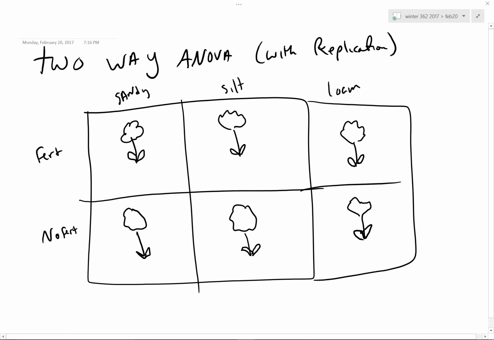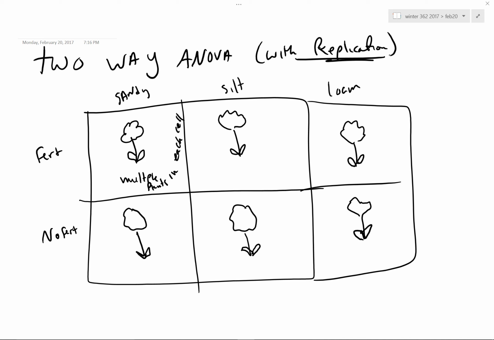Without replication would be there would be only one plant per each cell, which is ludicrous. So we're going to have multiple plants in each box. So multiple plants in each cell. That's what it means with replication. I don't know how many there are. Maybe there's 10 here, 10 here, 10 here, 9, 8, 10, whatever.